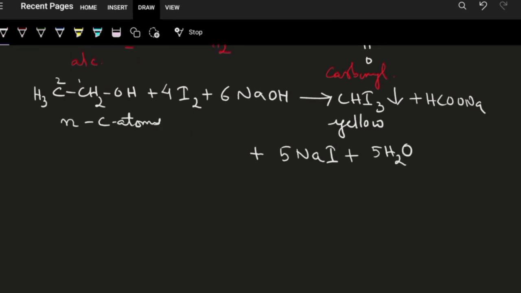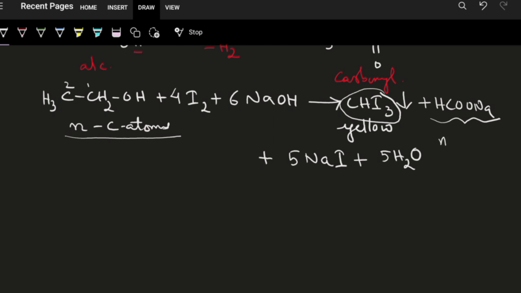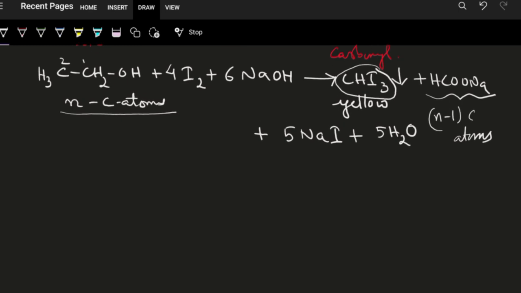If you take an alcohol containing n number of carbon atoms, here it is 2 carbon atoms, in the formation of iodoform 1 carbon atom is involved. So the sodium salt of the acid that you will get should contain n-1 carbon atoms. So you have to write the reaction accordingly. You should learn to observe the reaction.